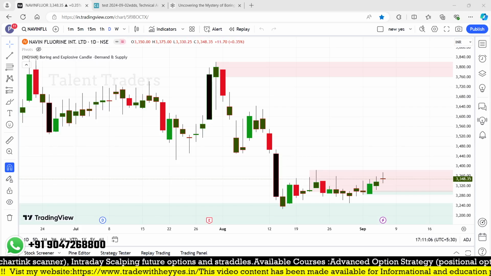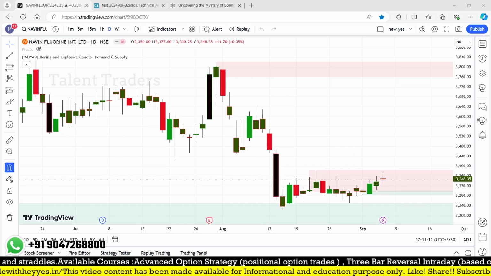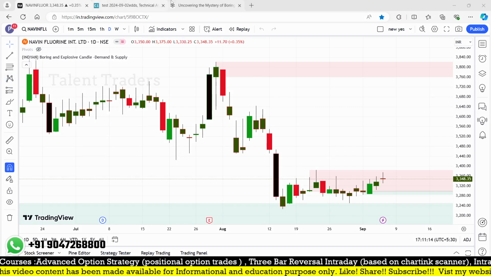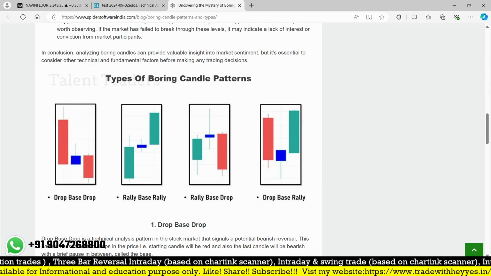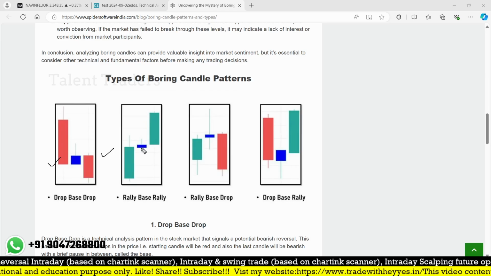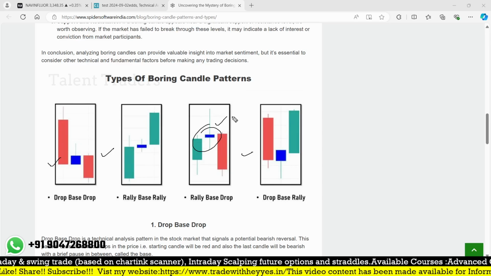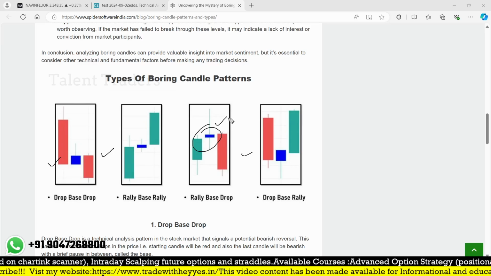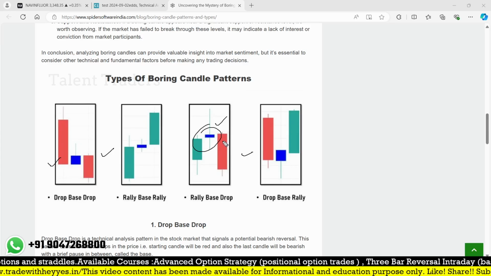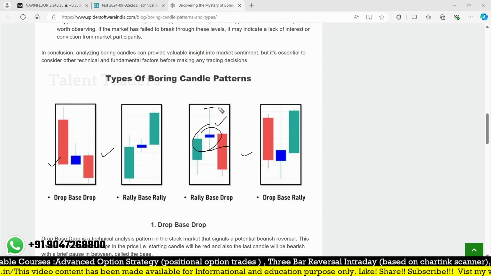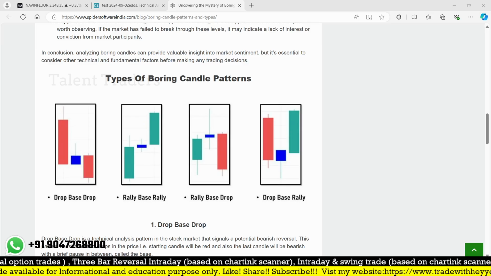In the last two or three videos we created scanners based on supply and demand, with rally-based and drop-based patterns. In this video we are also going to create the rally base drop. We already completed drop base drop and rally base rally, so today's scanner is rally base drop. Using a charting scanner, we are going to create this pattern, and any stock forming such a pattern will be filtered by the scanner, and we may use it for our supply demand trading strategy. This scan is going to be on the daily time frame.